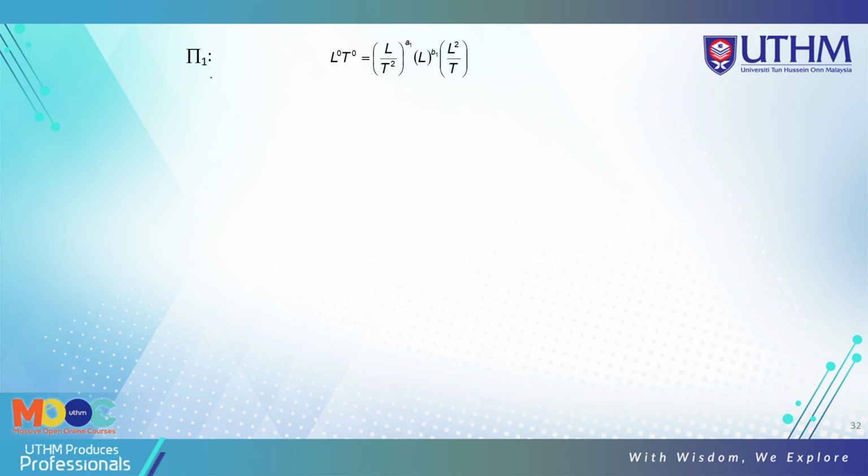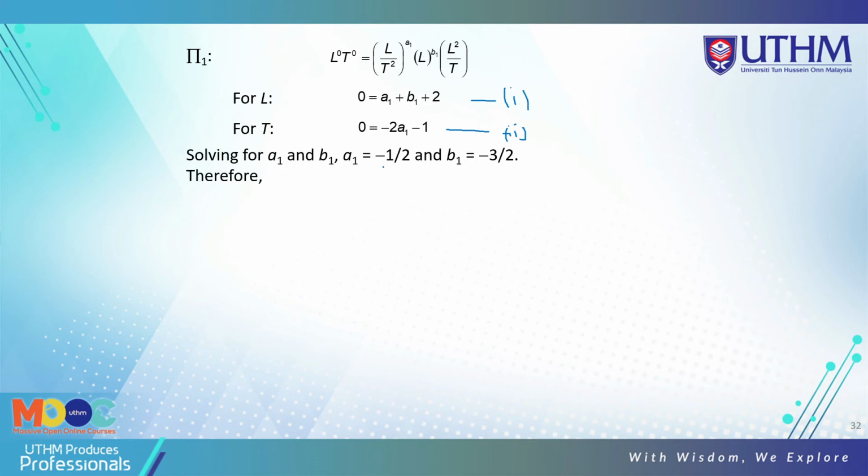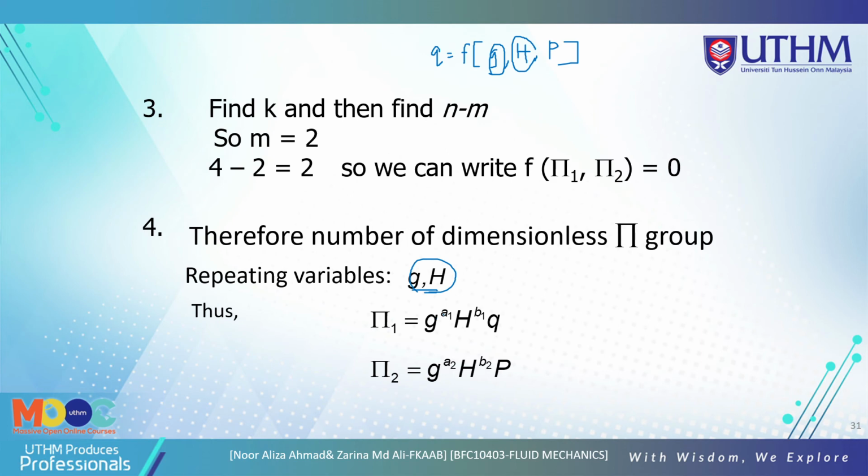Now you calculate pi 1 based on this formula. They only have L and T, so the exponents of L and T are both 0. Then you solve for A1 and B1. You get A1 is negative 1/2 and B1 is negative 3/2.